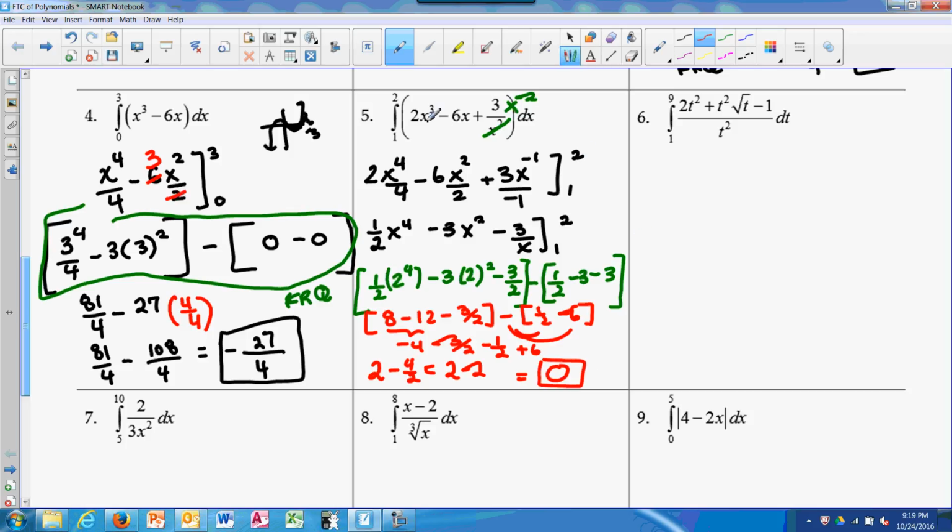So in this case, my odd powered function happened to match up so that the part from 1 to 2 completely canceled out. And we ended up with 0.